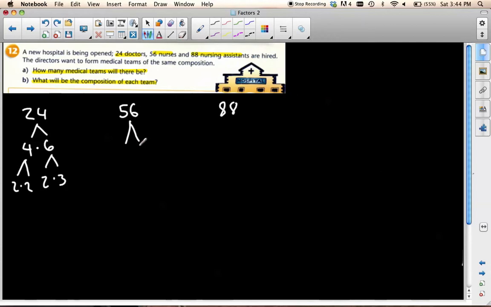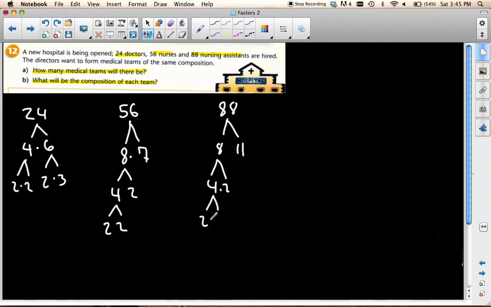Now if we take 56, well, what two numbers give us 56? Okay, well, if we take 8 and 7, 8 times 7 gives us 56. 7 is a prime number. Break down that 8 into 4 and 2, and break down that 4 into 2 and 2, we have our prime factors here. Now if we do 88, well, 8 times 11 is 88, and 11 is a prime factor, so we keep going down. We've already broken down 8 before, so we know it's going to be 4 and 2 to make 8, and then 2 times 2 to make 4. So we have all our prime factors.